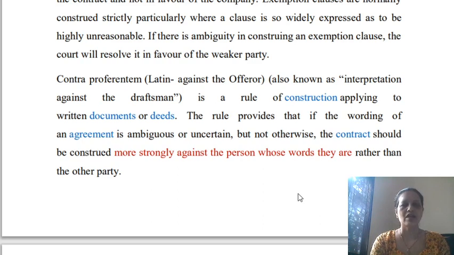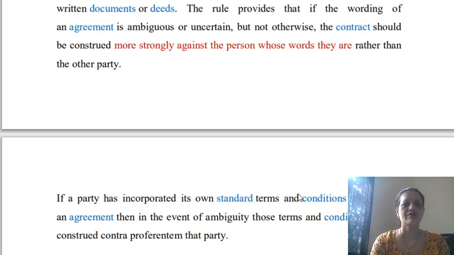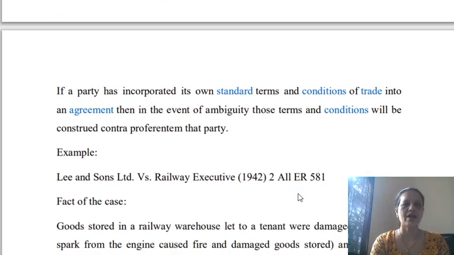The rule provides that if the wording of an agreement is ambiguous or uncertain, but not otherwise, the contract should be construed more strongly against the person whose words they are rather than the other party. So here the wordings are of the big companies or big organizations, and therefore it should be interpreted against the strong party. If a party has incorporated its own standard terms and conditions of trade into an agreement, then in the event of ambiguity, those terms and conditions will be interpreted or construed contra proferentem that party.